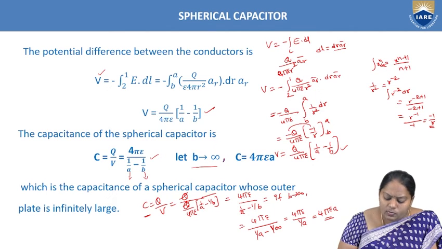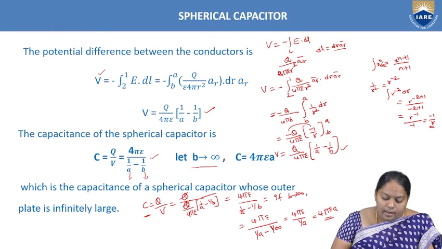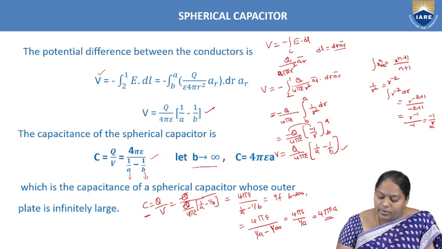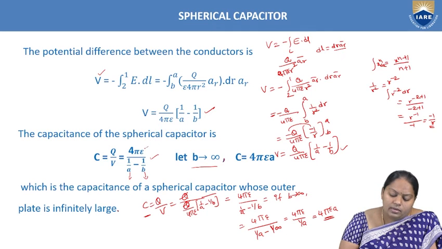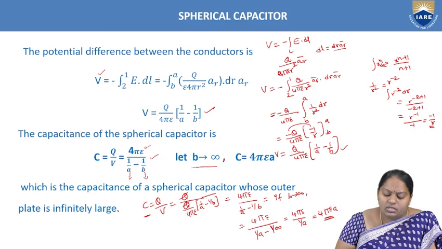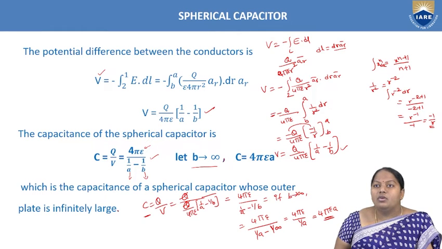So this is the capacitance of a spherical capacitor whose outer plate is infinitely large. If you assume the outer plate is infinitely large, then the capacitance is C equal to 4 pi epsilon A. Or if you consider a finite value B, then the capacitance of the spherical capacitor is calculated as C equal to Q by V, which is equal to 4 pi epsilon by (1 by A minus 1 by B), where epsilon is the permittivity of the dielectric material separating plate 1 and 2, A is the radius of the inner conductor and B is the radius of the outer conductor.